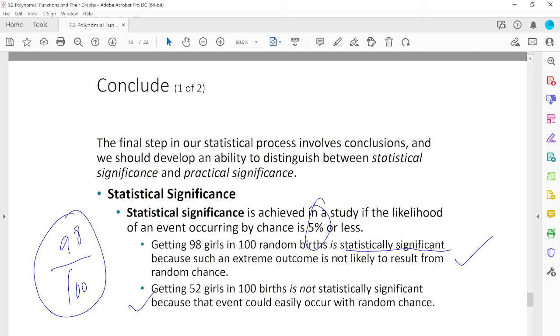In another example, getting 52 girls out of 100 could be random, because as you can see here, it's a 48%, 52% chance, which could happen randomly. So here the first conclusion is statistically significant, but this one is not.